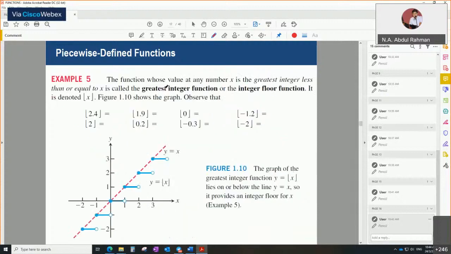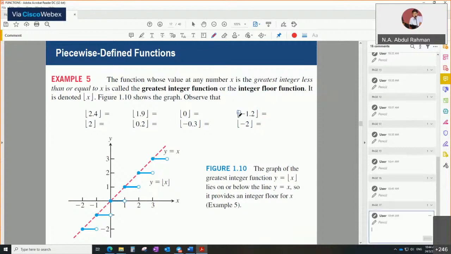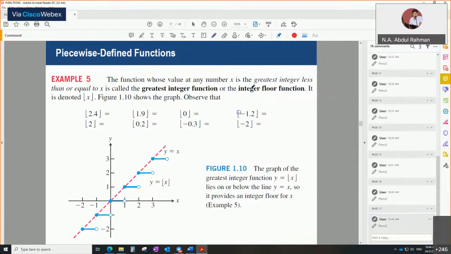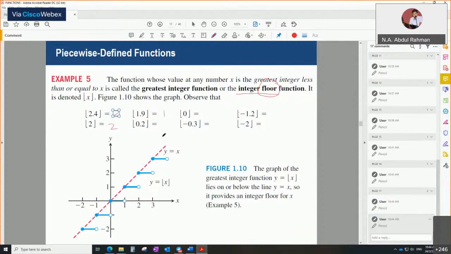Okay, this is another familiar piecewise defined function. We have here the integer floor function. Don't worry about integer. Integer means whole number. I know some of you might have trouble remembering the definitions or notions used in maths, but no worries, integer is just whole number. And floor means something that you step on, the bottom one. So 2.4 will give you 2. Then 1.9, the bottom one is 1. 0.2 gives you 0. 0 will give you 0 because it is a whole number itself.